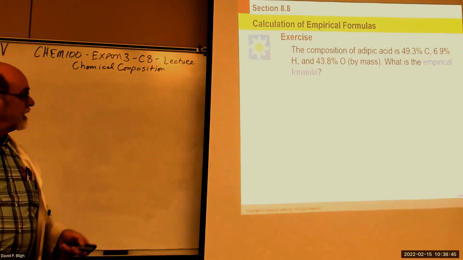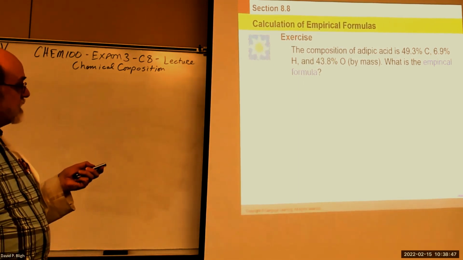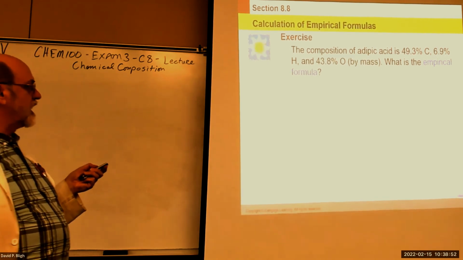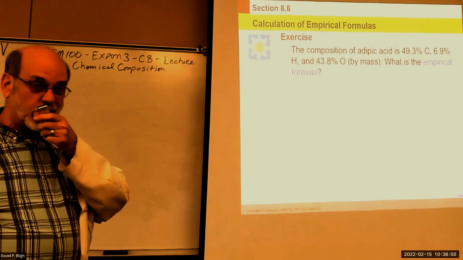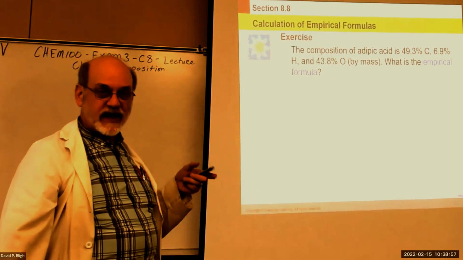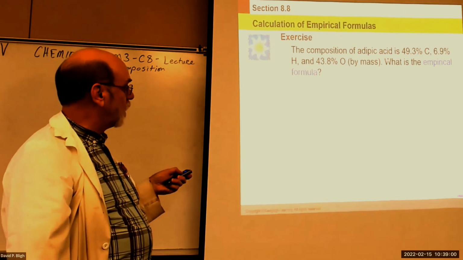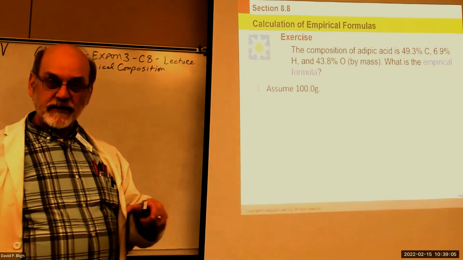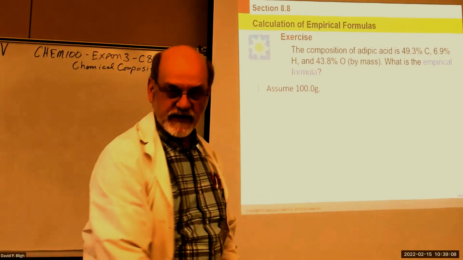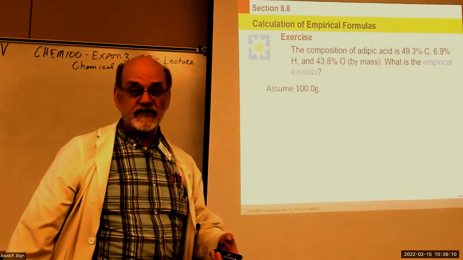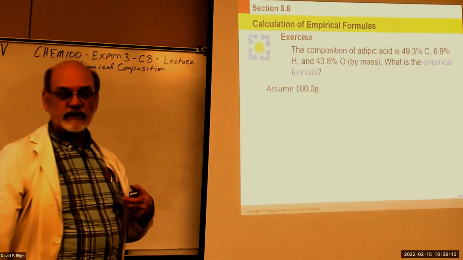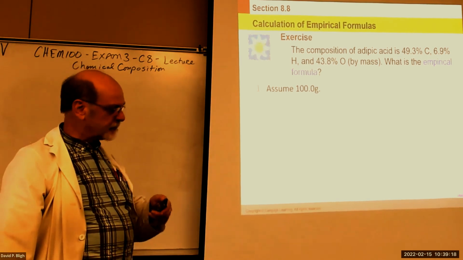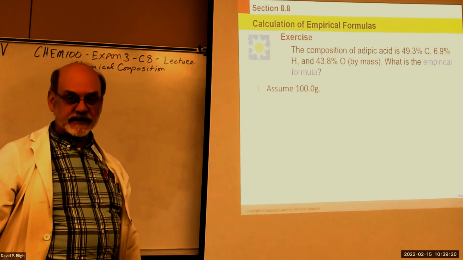What do we have here? We're told that adipic acid has 49.3% carbon, 6.9% hydrogen, and 43.8% oxygen. So you're given all the masses for these three elements that are in that formula. What is the empirical formula? Okay. Again, we assume 100 grams because we're not told what the mass of the sample is. If you're told the mass of the sample, then you can use percent to determine the mass of each of the components. But if you're not, assume 100 grams, that's the simplest way.